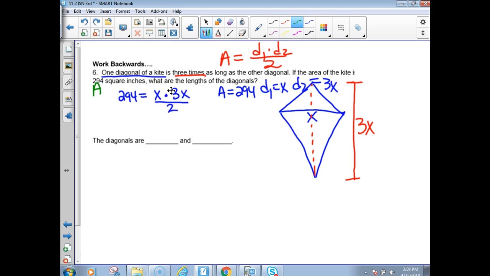Just look over here. I want to get rid of the 2 and the 3, and then I'll get down to x, and I might have to do something else. How do I get rid of the 2? Multiply both sides by 2.